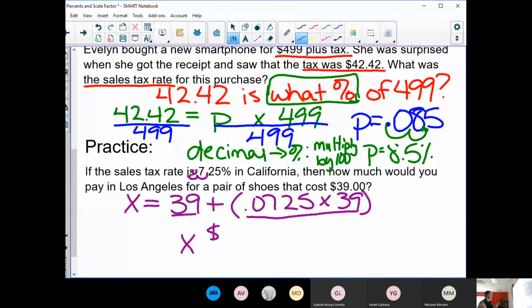Gabriel, I think you used 7.25 instead of 0.0725. That makes a big difference. Monica, check your math. You're off, unless you typed in the wrong number, because you're off by about $1.